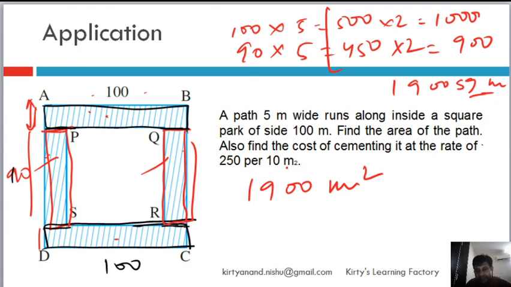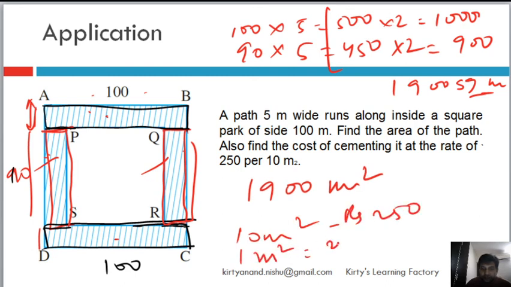Now it says that the cost of cementing it is at the rate of 250 rupees per 10 meter square. So for 10 meter square, the cost is 250 rupees. So for 1 meter square, the cost will be 25 rupees. So for 1900 meter square, multiply by 25, do the calculation. End of the story.